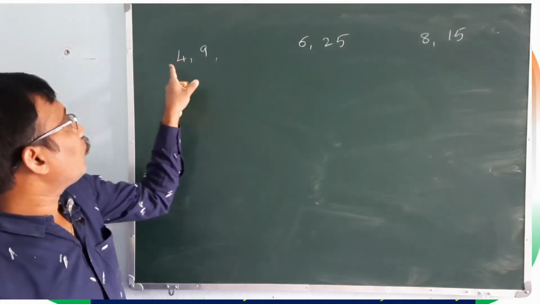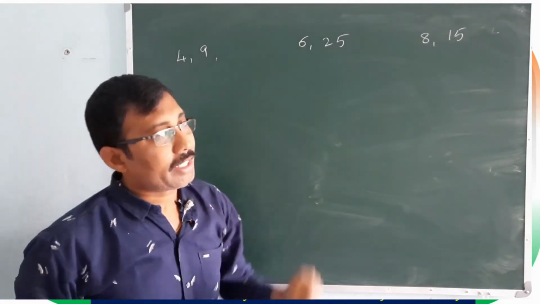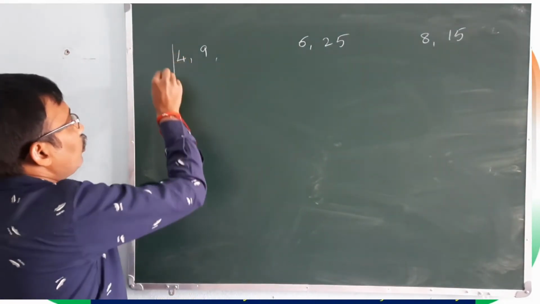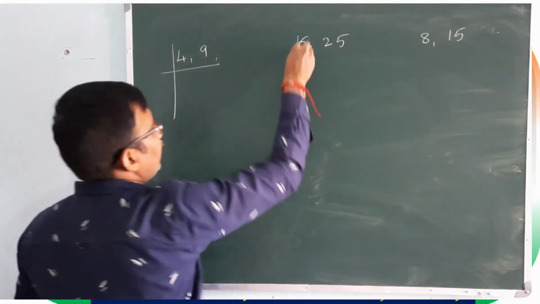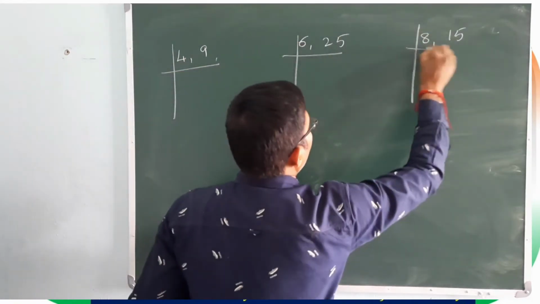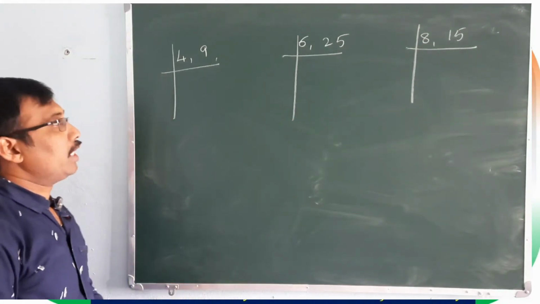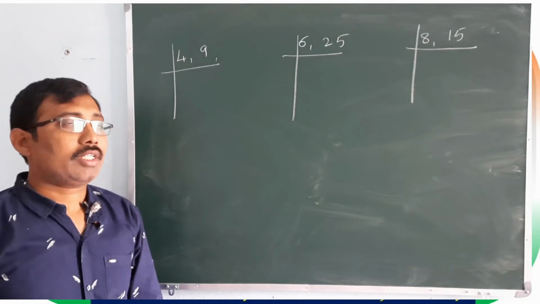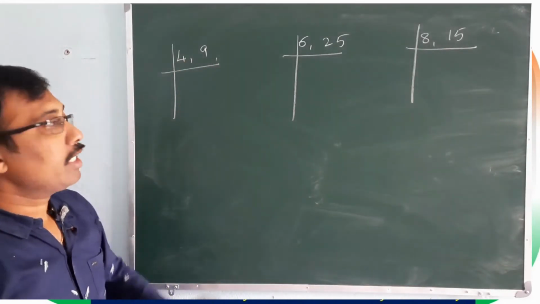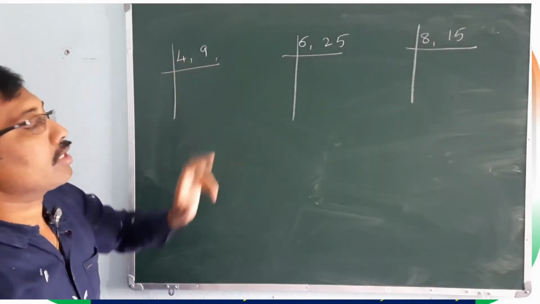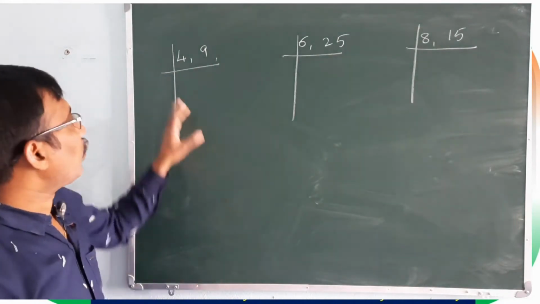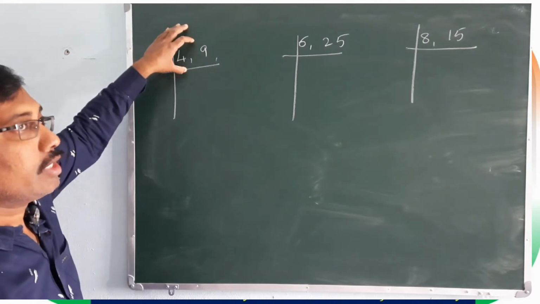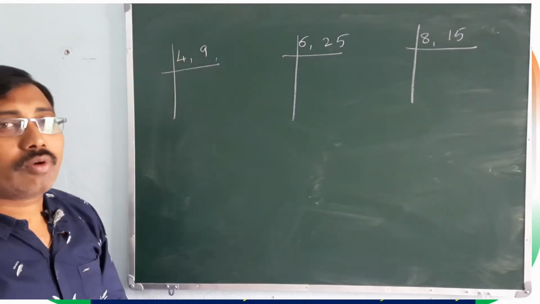Second rule. 4 and 9, 6 and 25, 8 and 15. Observe these numbers. So 4 and 9. Here the given numbers are written in a horizontal line separated with commas. This is the first step. Second step, minimum two numbers are divided by the maximum number. So take the divisor. The divisor divides these two numbers. Okay. One is the only divisor. The other number is not divided, 4 and 9.